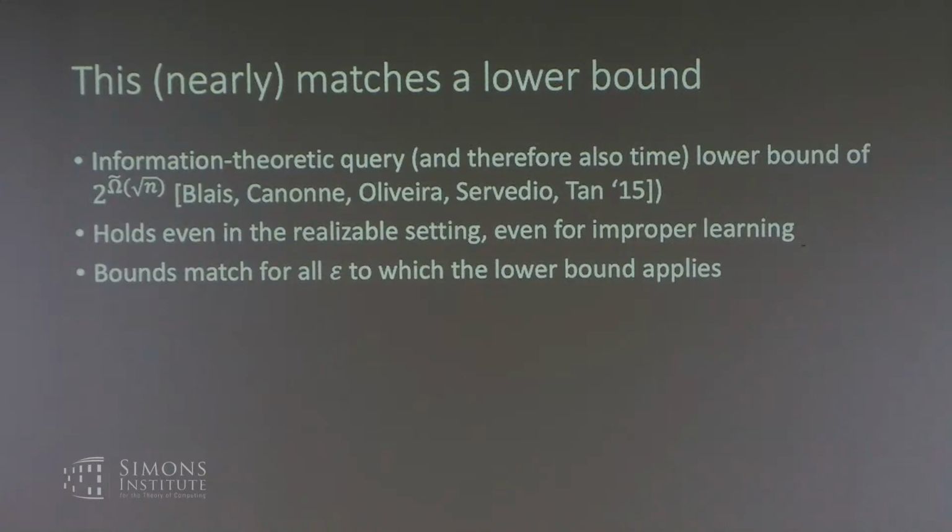This nearly matches an information theoretic lower bound for learning monotone functions with membership queries, which also takes 2 to the omega square root n. This holds even in the realizable or non-agnostic setting, and even for improper learning. And I call it nearly matching because technically the lower bound doesn't apply for very small epsilon, but for all epsilon to which the lower bound applies, the bounds are matching, up to constant factors in the exponent.